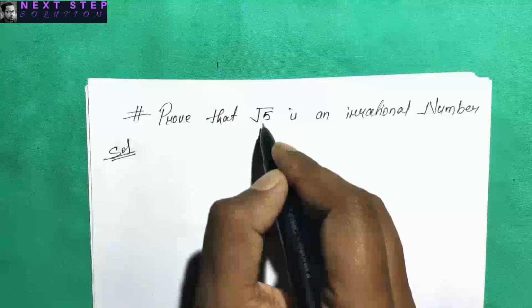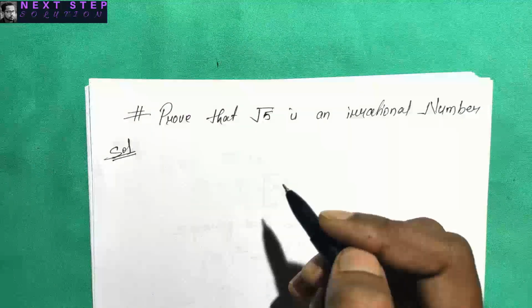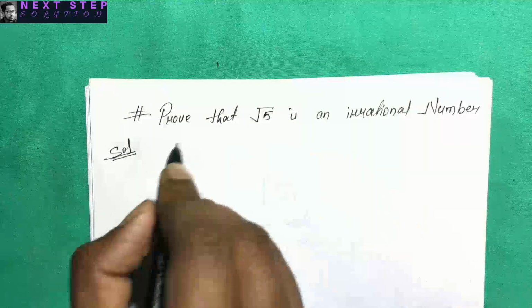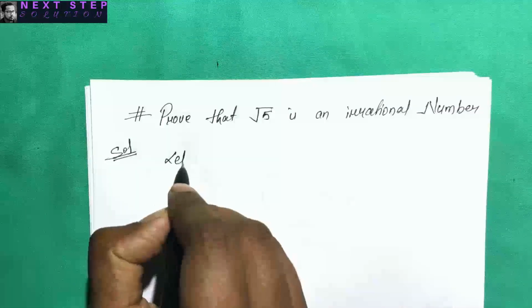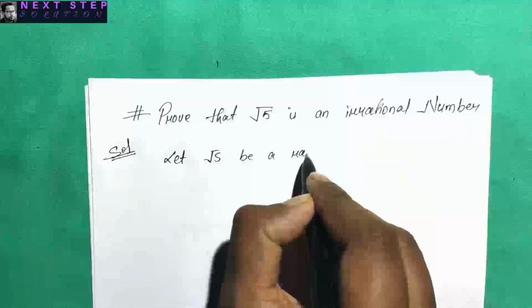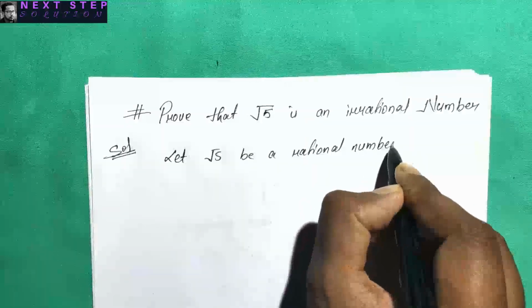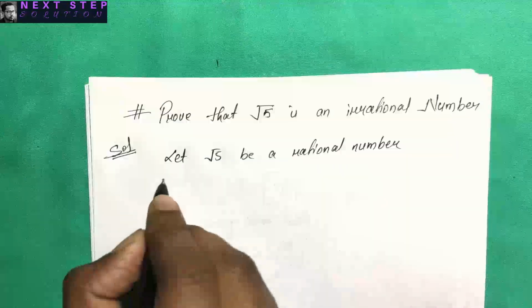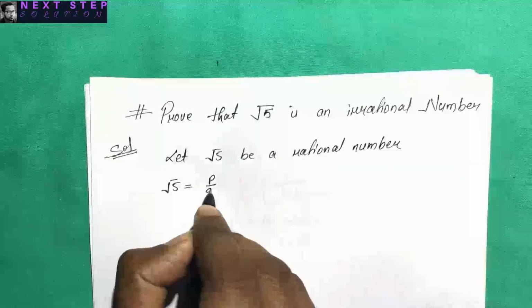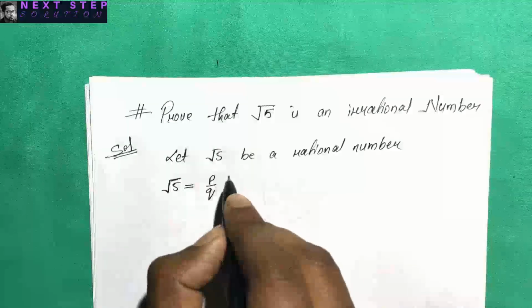First, we will assume this to be a rational number. Then we will prove ourselves wrong. And ultimately, if it is not a rational number, then it becomes an irrational number. Now, first, let it be a rational number. Let root 5 be a rational number. Now, if this is a rational number, how can we write this? We can write root 5 equals p by q. This is the definition of rational number. Any rational number can be written in the form of p by q.